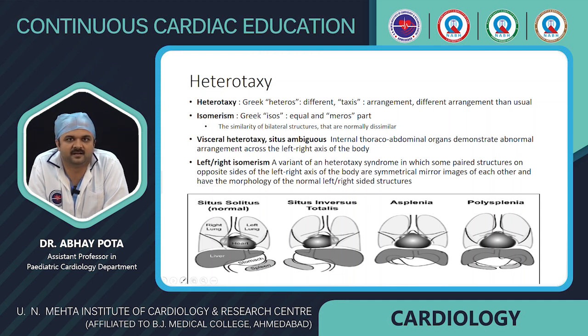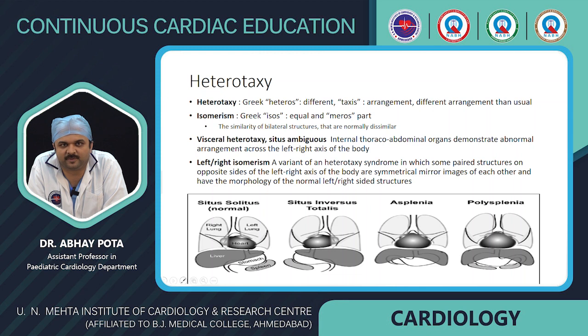Then there is a term called isomerism. In Greek, isos means equal and meros means part. It is the similarity of bilateral structures that are normally dissimilar. If they are similar, if they lose their asymmetry, that again means isomerism. So visceral heterotaxy and situs ambiguous are synonymous terms. Internal thoracoabdominal organs demonstrate abnormal arrangement across the left-right axis of the body.